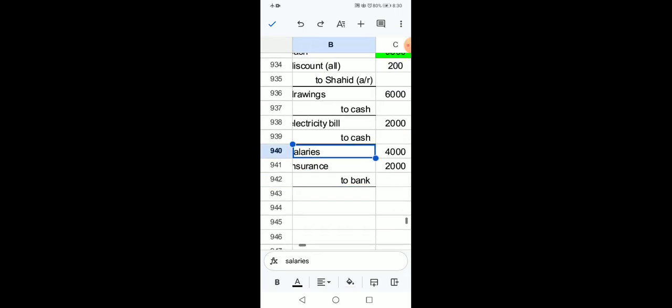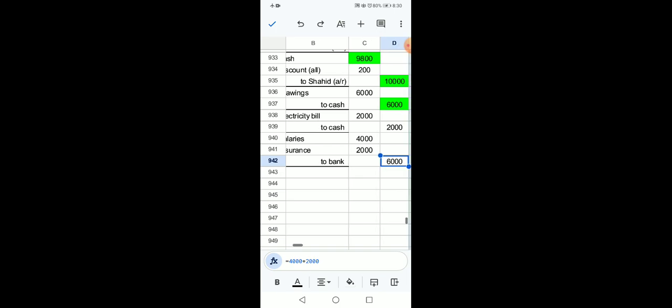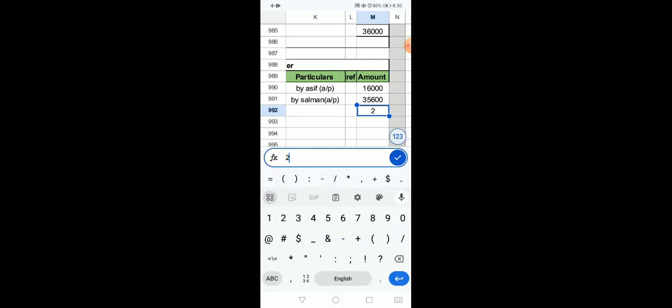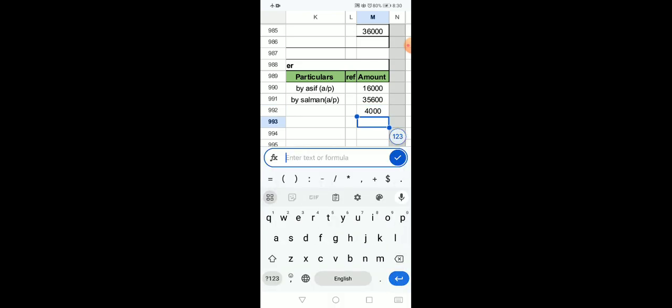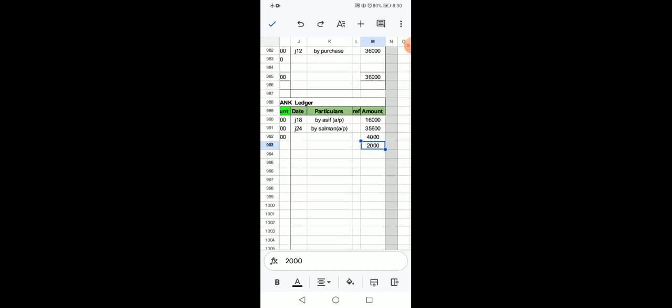There are two references, salaries and insurance. So you are going to post 6,000, but you will divide it into two parts, credit 4 and 2. So you will go to the bank and will credit 4,000 first, and then you will write 2,000 on credit side. Since bank was credited with 6,000, but reference was divided into two parts, 4,000 and 2,000.